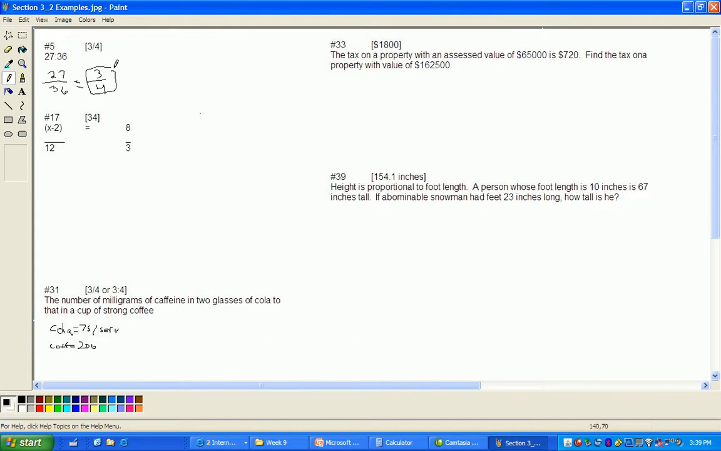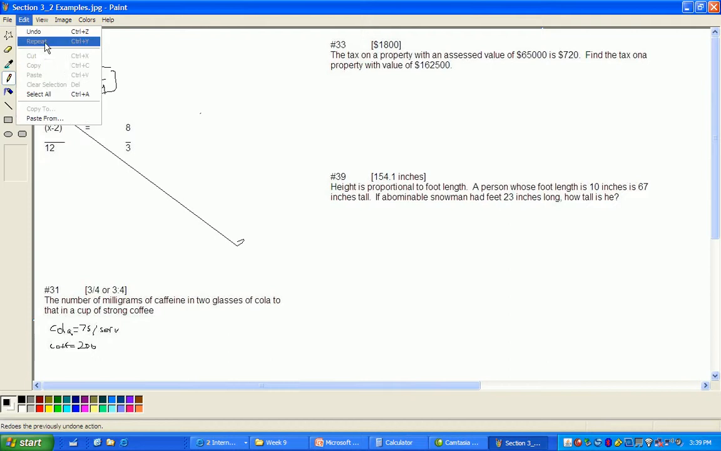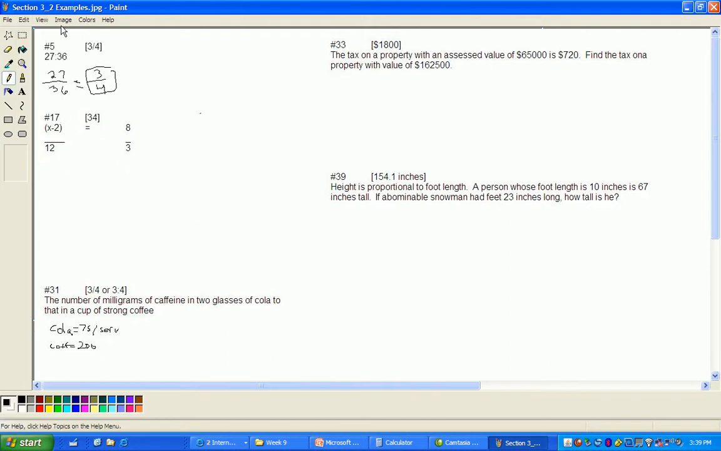Number 17 asks us to solve the proportion. When we solve a proportion, what they're asking us to do is isolate the variable and find the value. So using cross multiplication, we can go ahead and solve. Just multiply 12 times 8 and 3 times this, and we'll get 3 times x minus 2 is equal to 8 times 12.